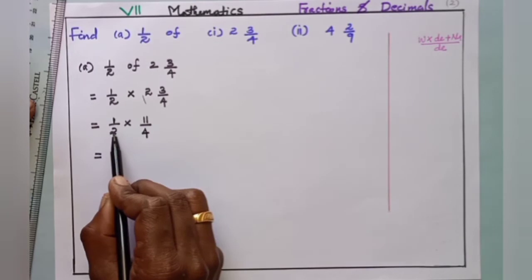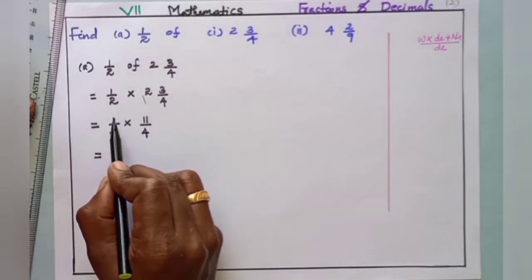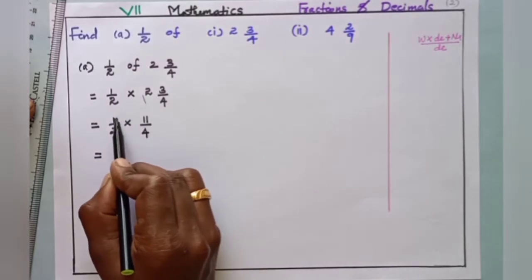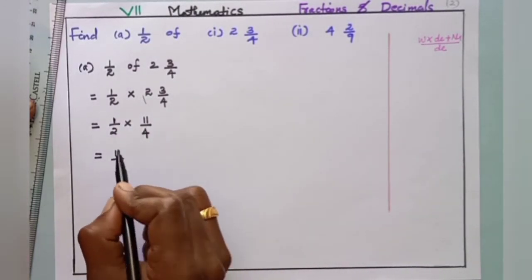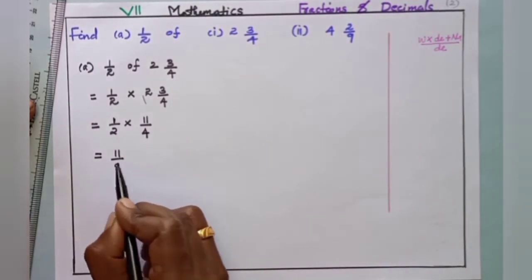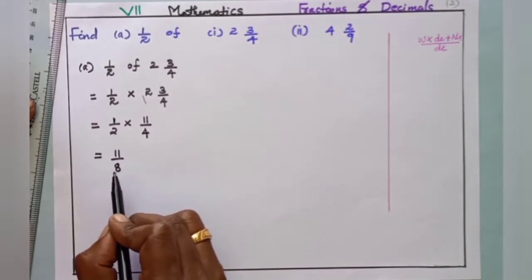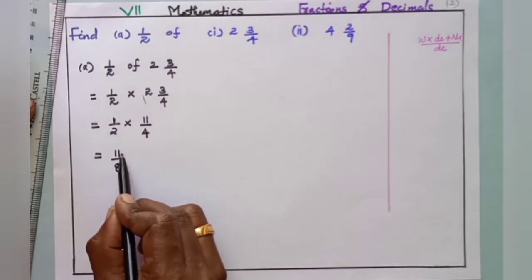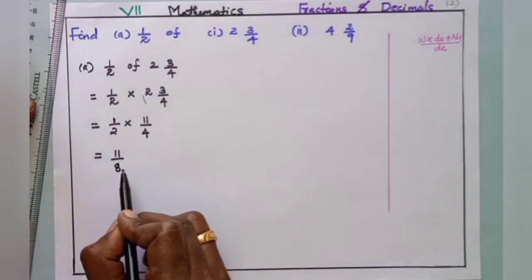Here, product of one fraction and another fraction. So take the product of its numerators. 1 into 11 is 11 by 2 into 4 is 8. Answer is 11 by 8. Listen, 11 is the numerator, greater than the denominator 8. So this is an improper fraction.